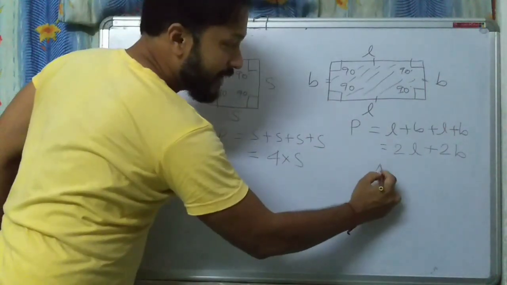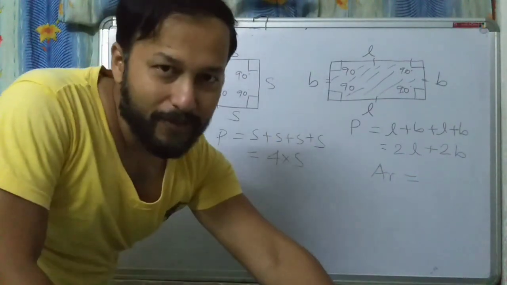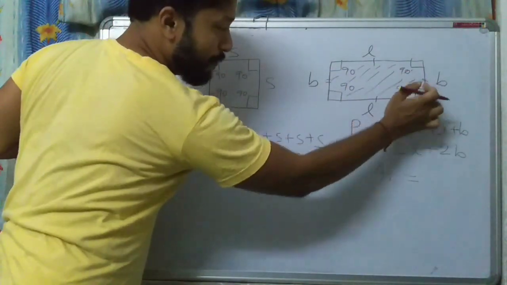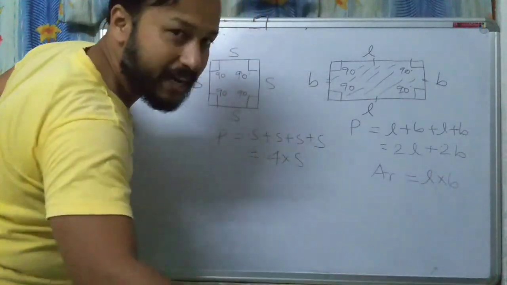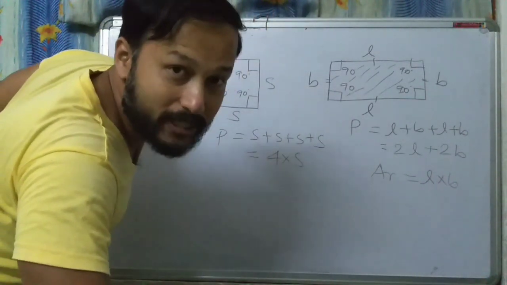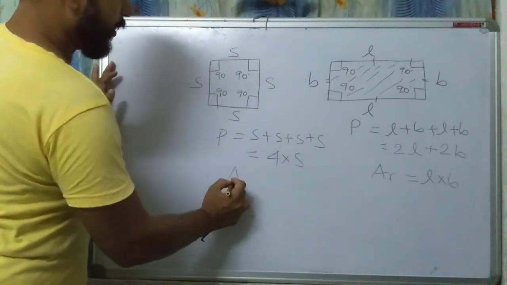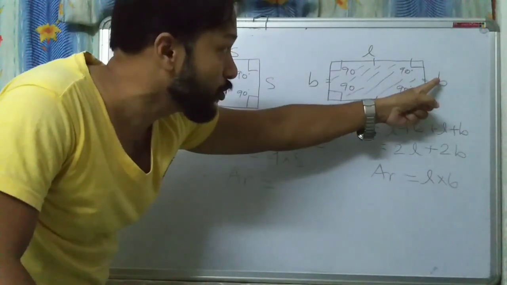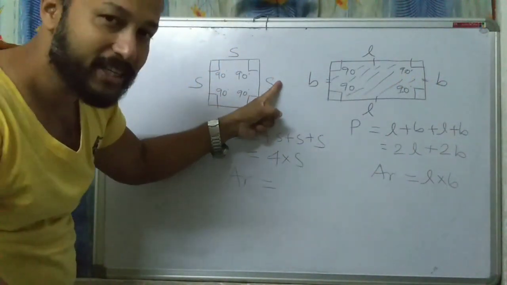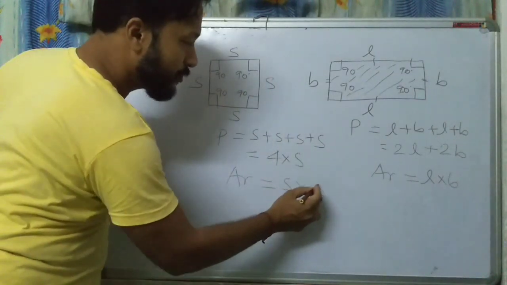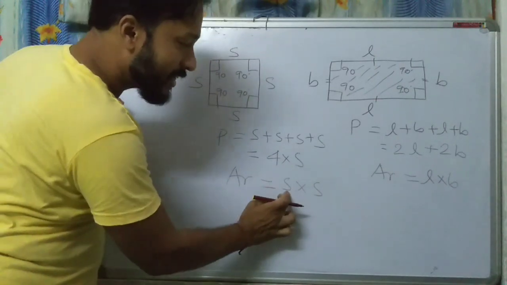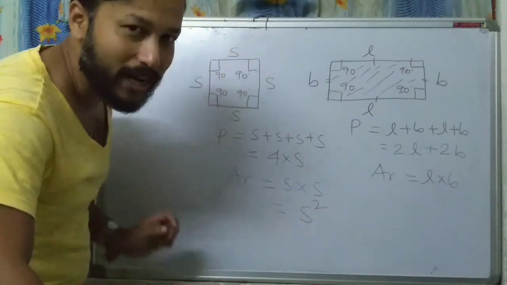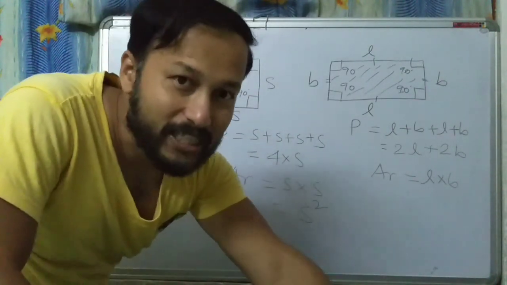Now what is the formula of area? To find the area, we just have to multiply length into breadth. So length into breadth. This is the area of a rectangle. Understood? Now what is the area of a square? Area equals, same way, side into side. Here length into breadth, here side into side. Same formula. We can also write it S into S, which means side square.